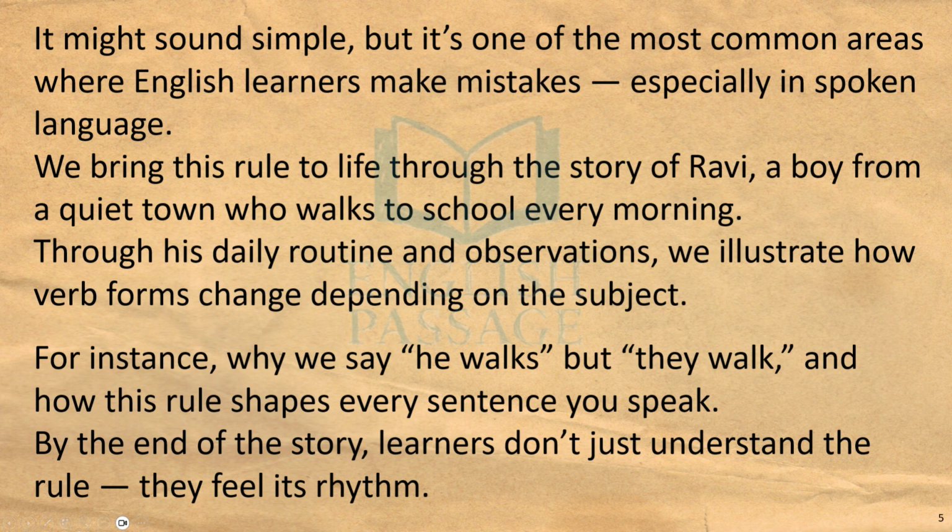It might sound simple, but it's one of the most common areas where English learners make mistakes, especially in spoken language. We bring this rule to life through the story of Ravi, a boy from a quiet town who walks to school every morning. Through his daily routine and observations, we illustrate how verb forms change depending on the subject. For instance, why we say he walks, but they walk, and how this rule shapes every sentence you speak. By the end of the story, learners don't just understand the rule, they feel its rhythm.